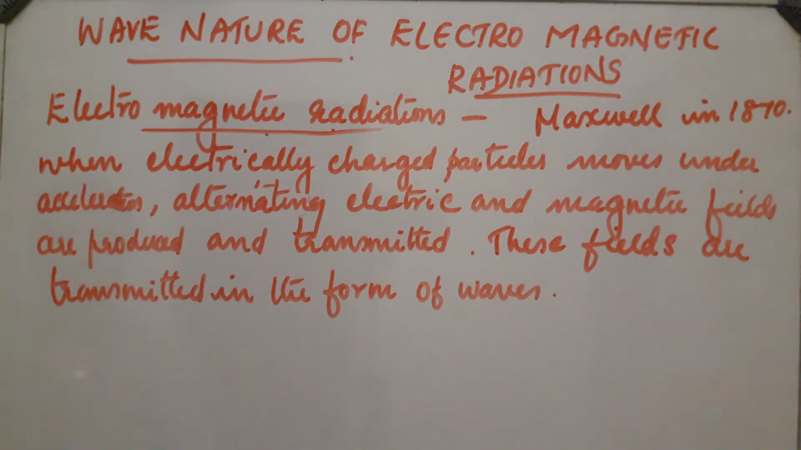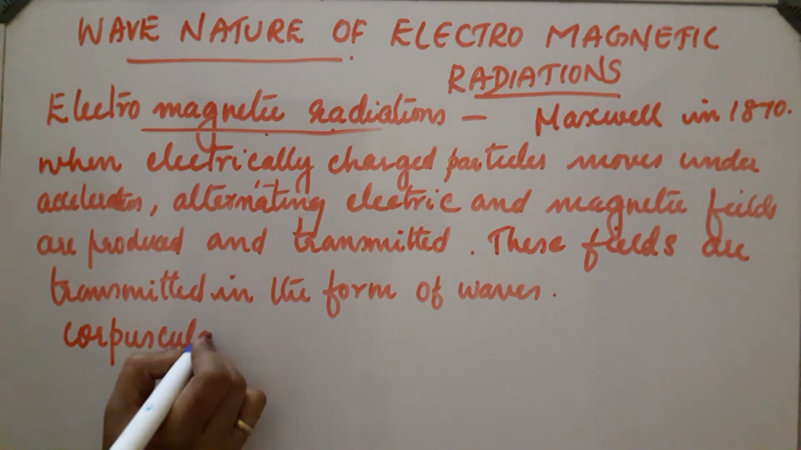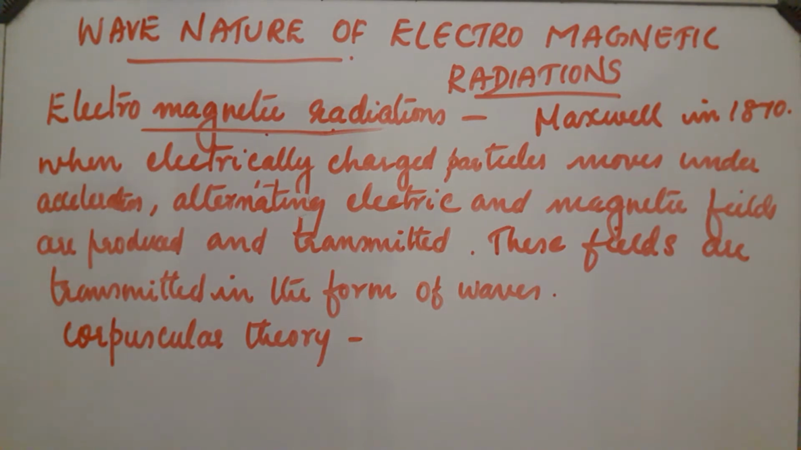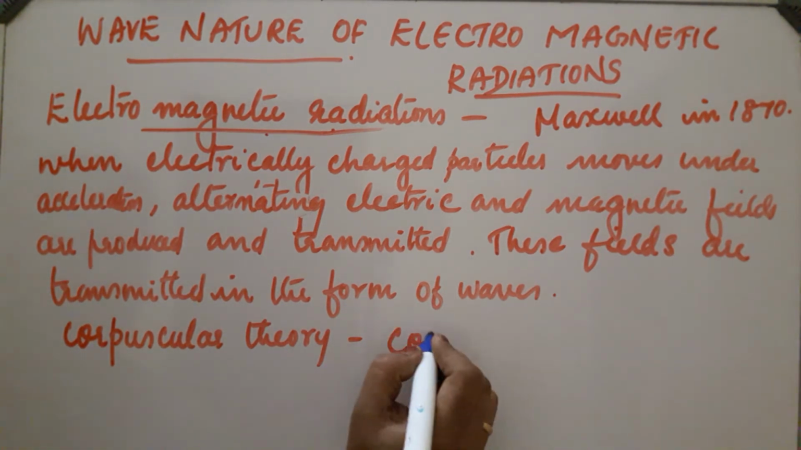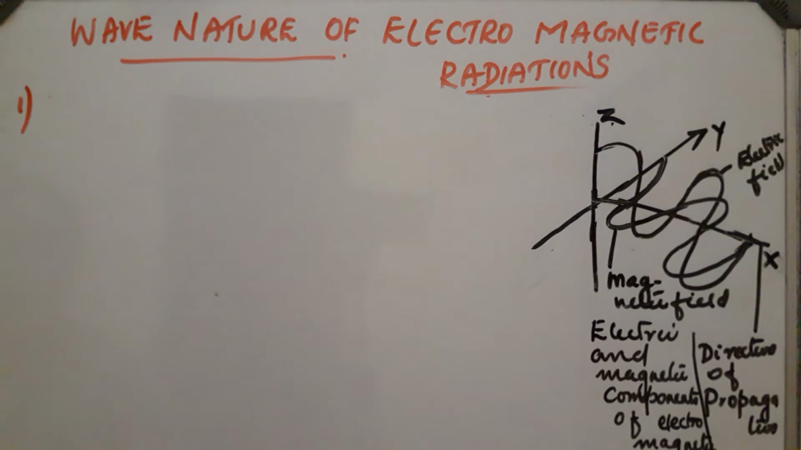Before the discovery of this wave theory, Newton introduced corpuscular theory. In this theory, he explained that light waves move in the form of corpuscles, that means particles only, and they did not explain anything about the wave nature of light waves. Here, Maxwell explains the wave nature of light waves. So Maxwell explained light waves are associated with oscillating electric and magnetic character.